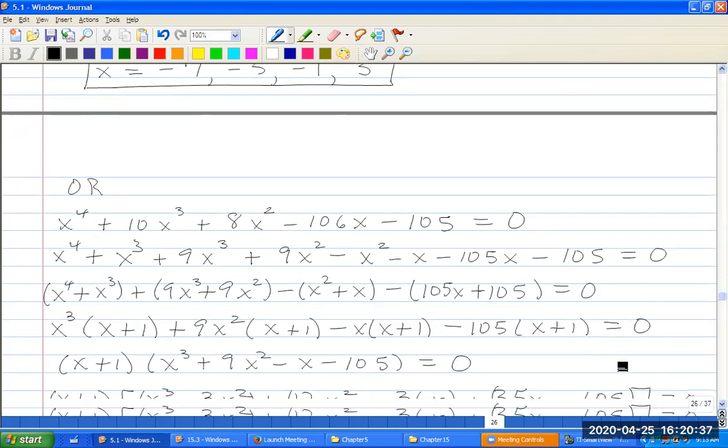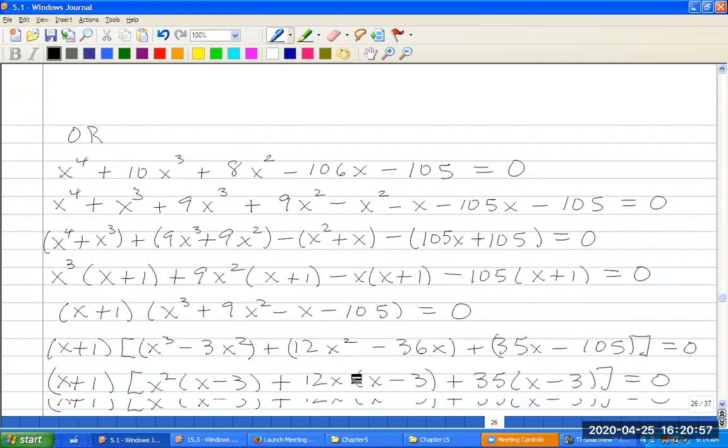Therefore, x plus 1 is in common with every term. What remains is x cubed plus 9x squared minus x minus 105. So now let's look at this guy.